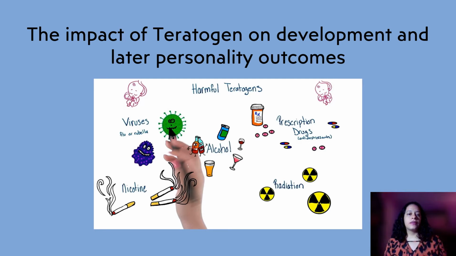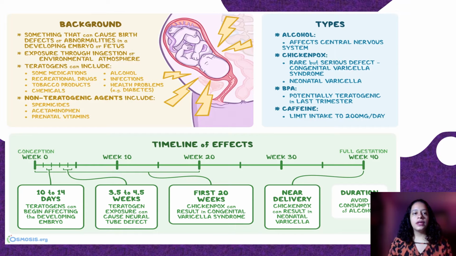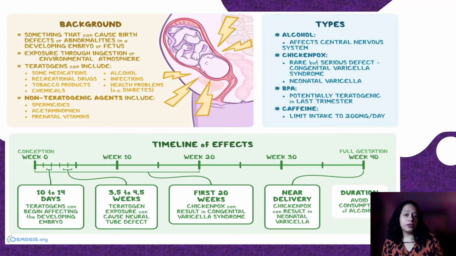pregnant. For example, health problems like diabetes, low blood pressure, that can cause risk to your pregnancy and your fetus when having a baby. Non-teratogenetic agents include amphetamine, prenatal vitamins, caffeine intake, mercury intake.